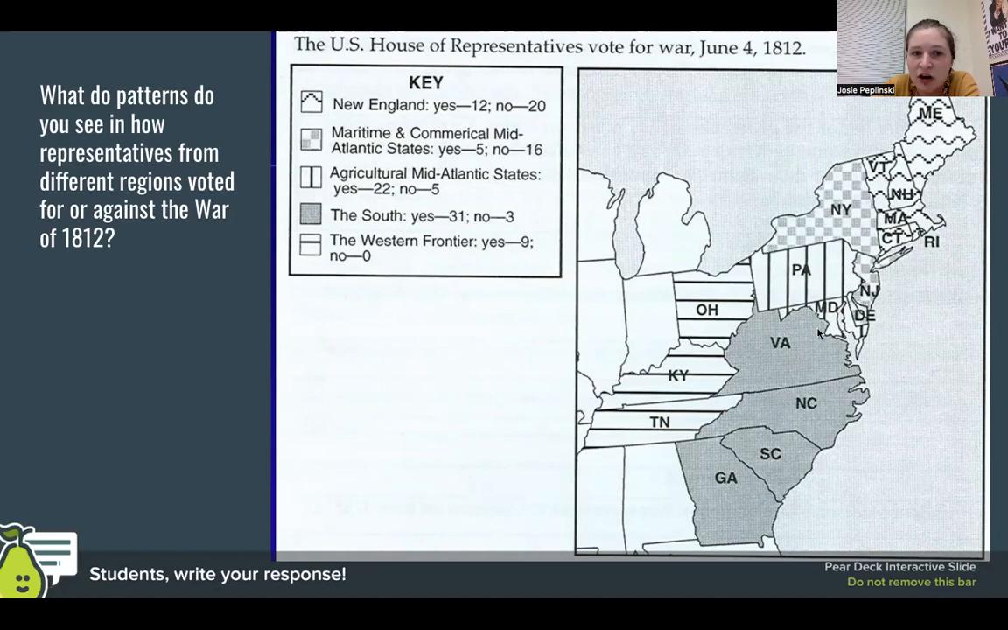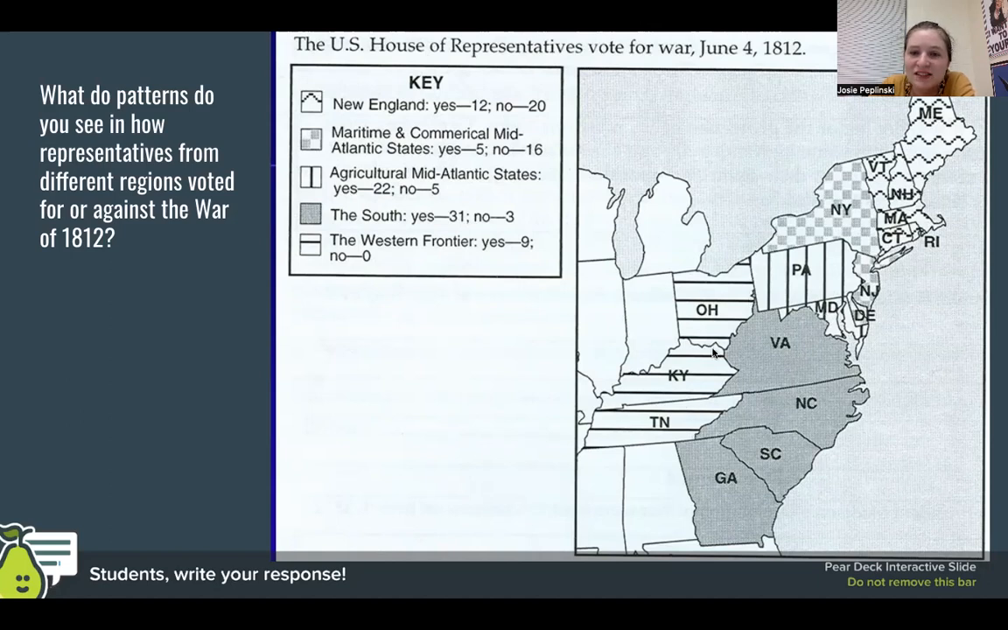Here we have agricultural mid-Atlantic states. The agricultural means they're focused on farming, Pennsylvania, Maryland. So we have 22 House of Representatives members from this state approving the war and 5 not approving the war. Mostly approving the war.